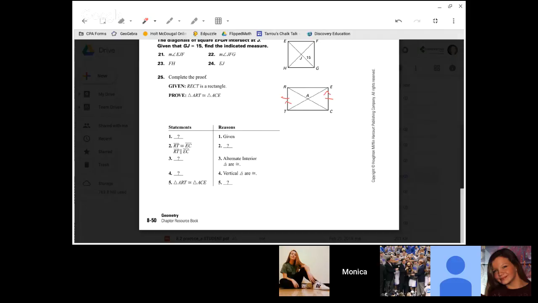Now, take a second and look at what we're trying to prove, okay? We're trying to prove that triangle ART, so this triangle, is congruent to triangle ACE, this triangle. So this statement is going to have something to do with alternate interior angles. And since we're working on those 2 triangles, what are our 2 alternate interior angles that would be pertinent to that?